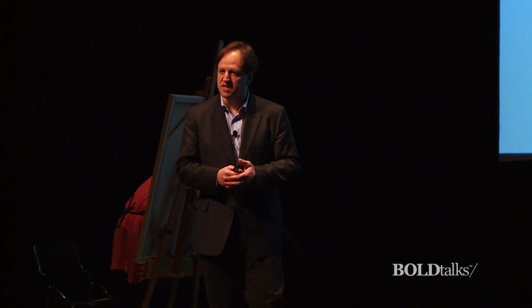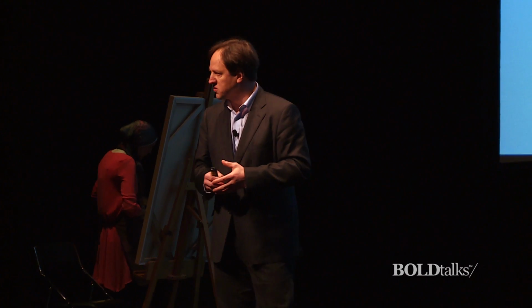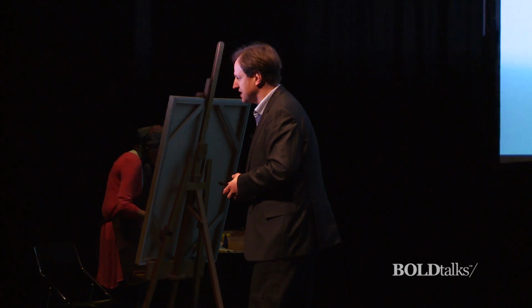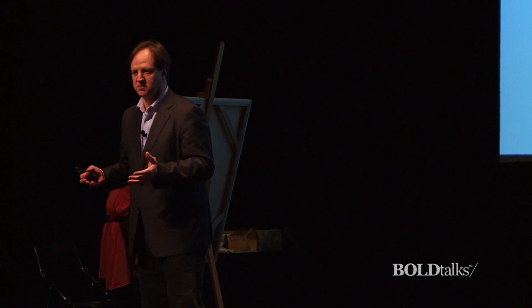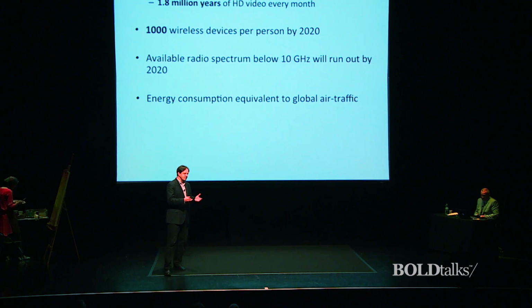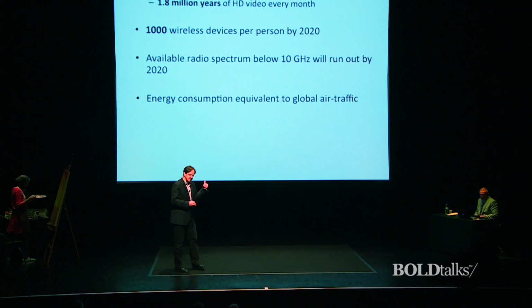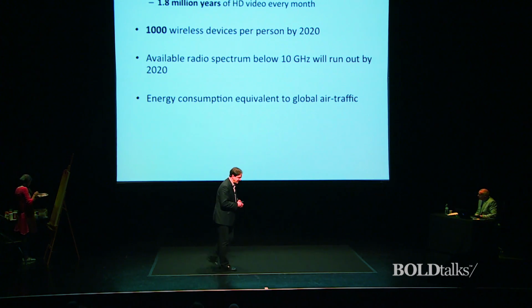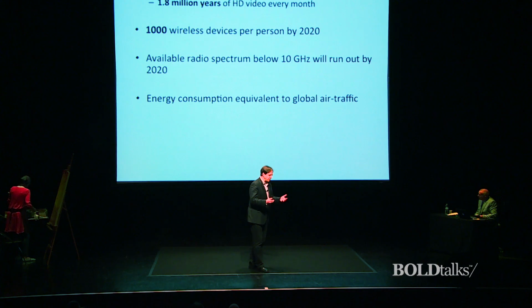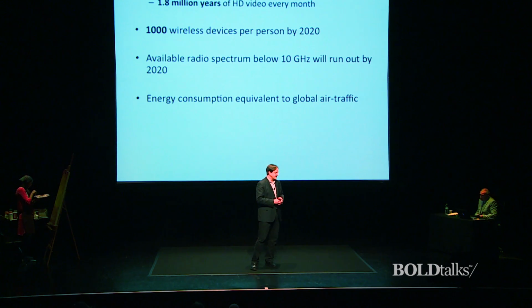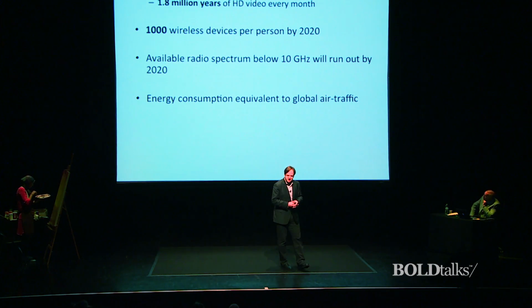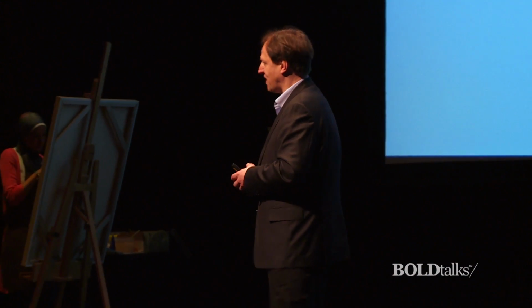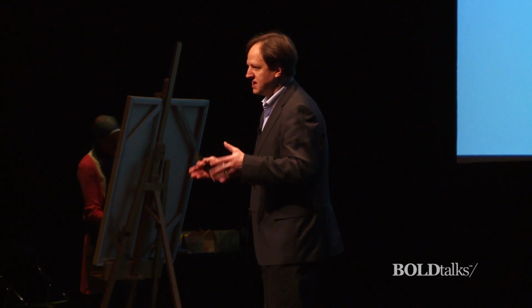The problem is that it is forecast that by 2018, we will send about 16 exabytes of data through our mobile networks. So an exabyte is a very, very large number, and the number is shown here on that slide. And if I want to illustrate what that means in terms of content, this would equate to about 1.8 million years of high-definition video that you would send through mobile networks every month.